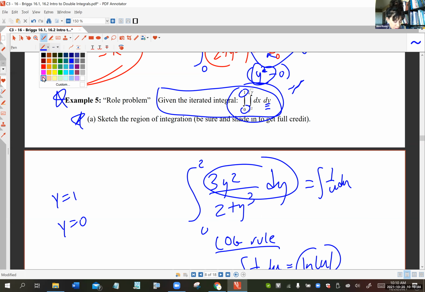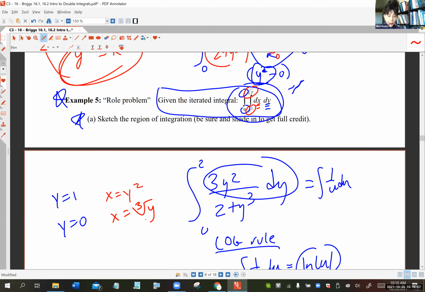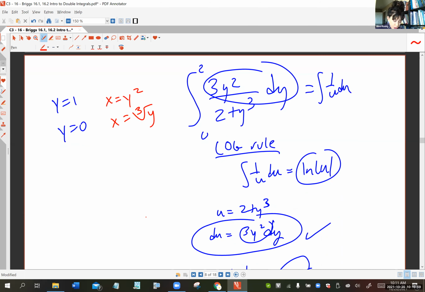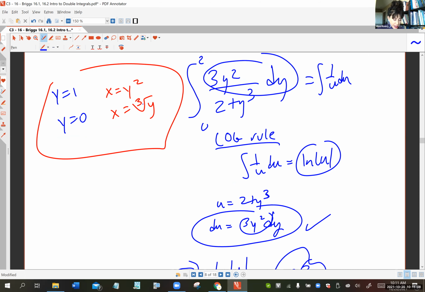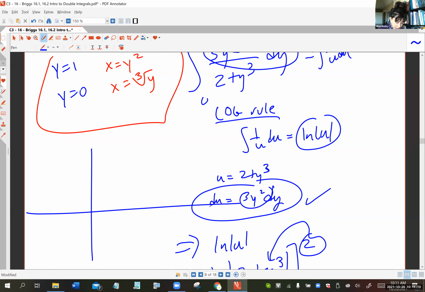Now the inner integral has to do with the variable x. So I need to write down, let's see, x equals y squared for the lower limit, and for the upper limit, I have x equals cube root of y. Okay. So those are 4 equations I am going to have to graph right now. Now, the y equals 1 and the y equals 0, pretty easy. Those are just straight horizontal lines, no problems there.